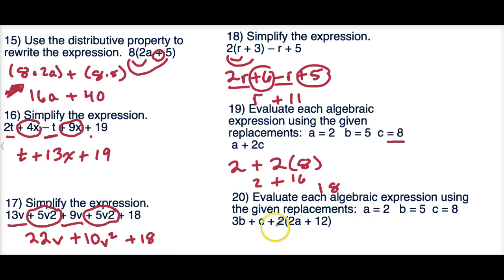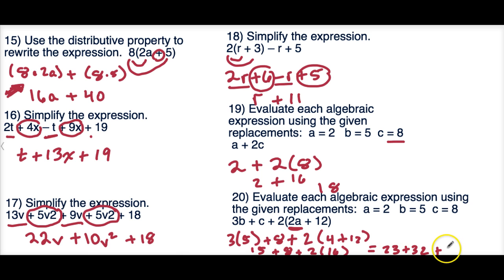The next one is getting a little bit more complicated. I have many more things to substitute in. So I'm going to substitute in my B, which was 5, my C, which was 8, and then for the sake of being easy right now, 2 times 2 is 4. So I just went ahead and did that in my head. And when I simplify this, I'm running out of room. And when I total all of that up, 15 plus 8 is 23 plus 32. And then that equals 55, I believe.